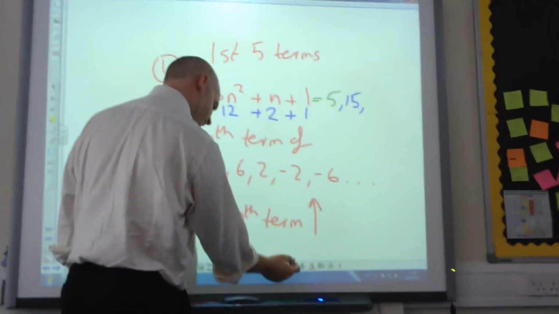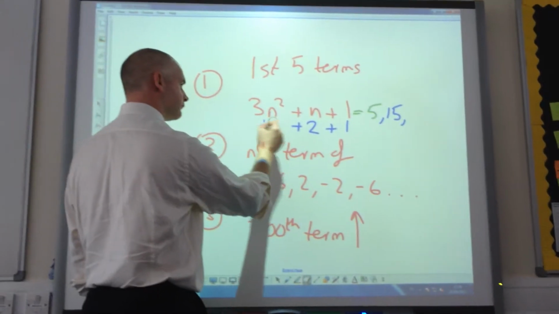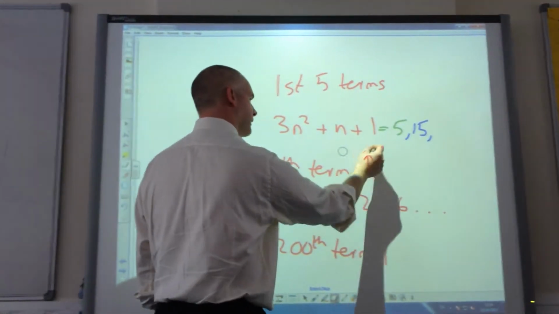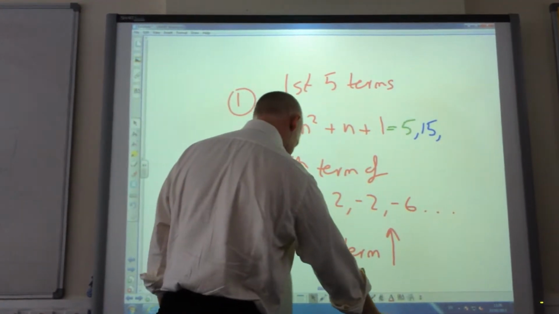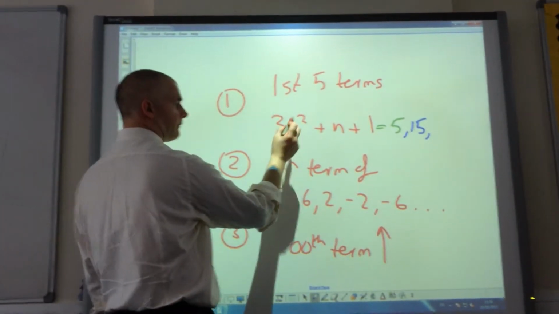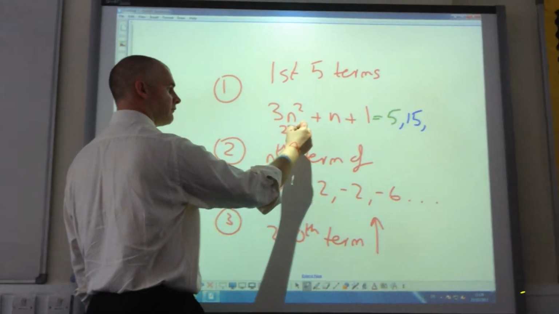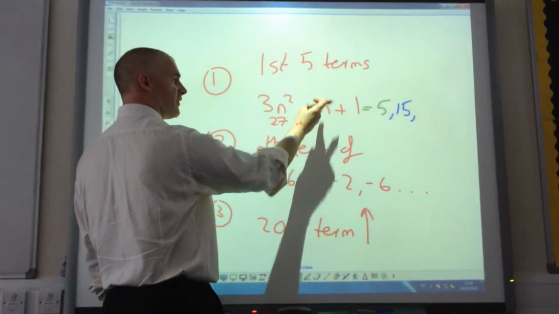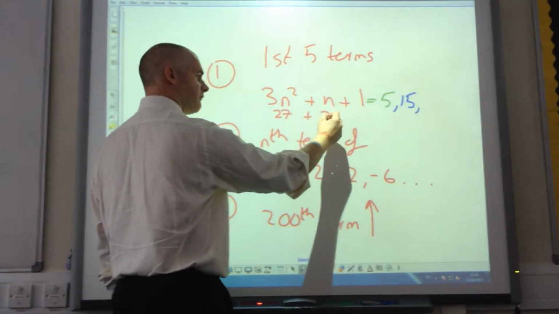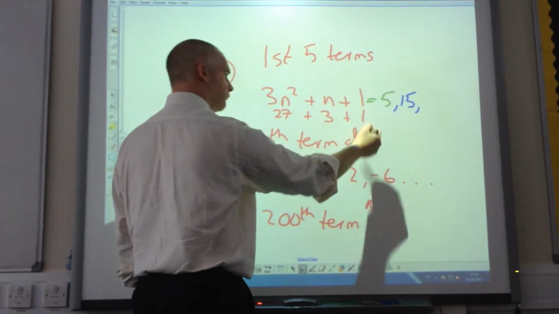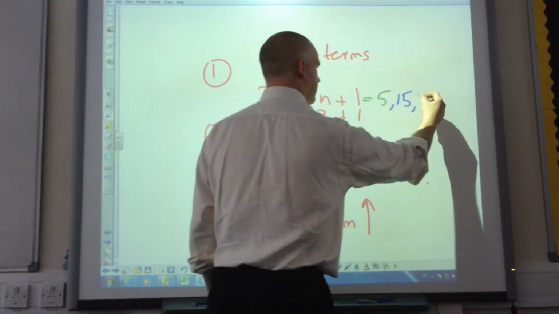For my next term, n becomes 3. So again, you must do the powers first. So we get 3 squared, which is 9, times by 3 is 27. We're adding on n, and because it's the third term, n is 3. Then it tells me to add on 1 more. 27, add 3, add 1 is 31.